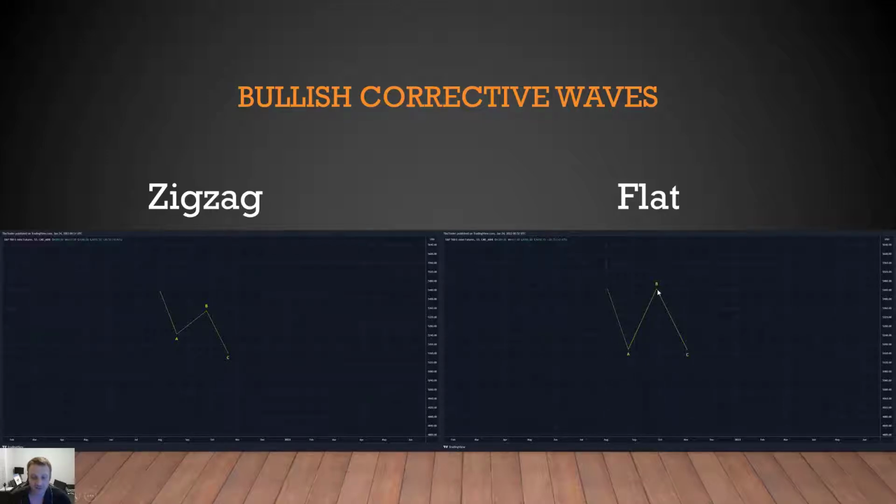And there's variations of the flat. There's the expanded flat, which is actually more common than just the ordinary flat. That's where the B wave makes a new high above the origin of A, and the C wave makes a new low below the extreme of A. And then in the running flat, it's the same as the expanded flat, except the C wave fails to make a new low. Okay, so that is the zigzag and flat.